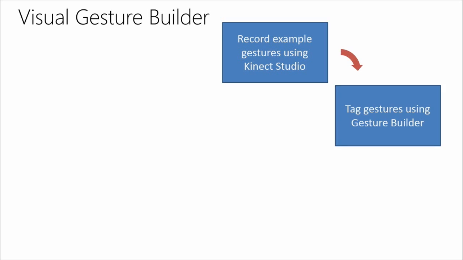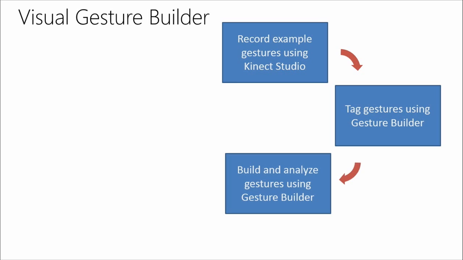Gotcha. So let's talk about the workflow. Sure. Normally, as I alluded to, you start by recording body data with Kinect Studio. Once you have the body data, you load this body data, this clip or collection of clips, in Gesture Builder, and you tag it, and we'll go through that in the demo. Then you go through a build or analyze step in Gesture Builder, which actually lets you build the database.